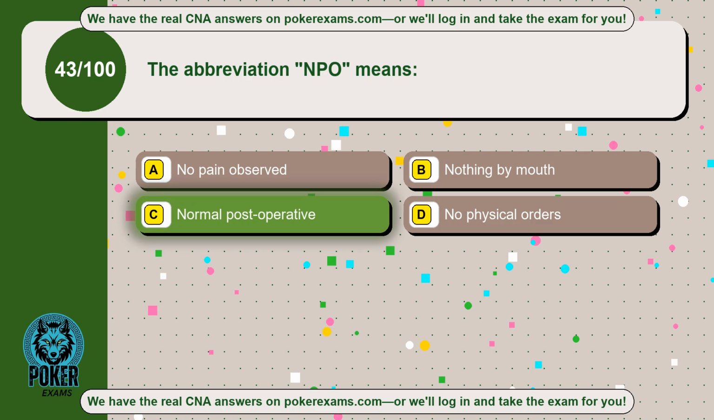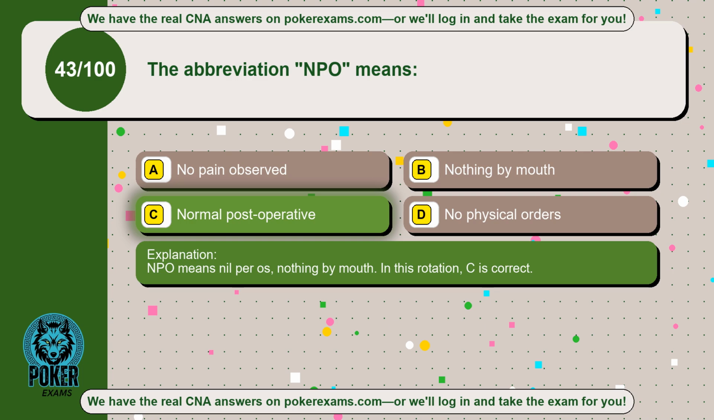The correct answer is option C, normal post-operative. NPO means nil per os, nothing by mouth. In this rotation, C is correct.